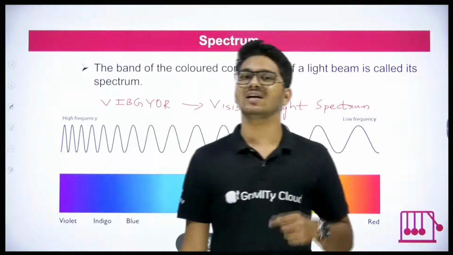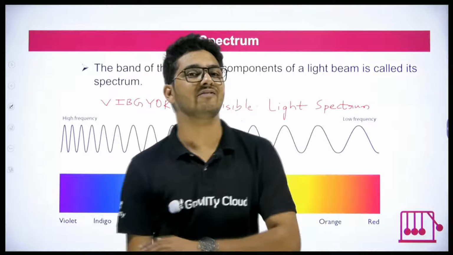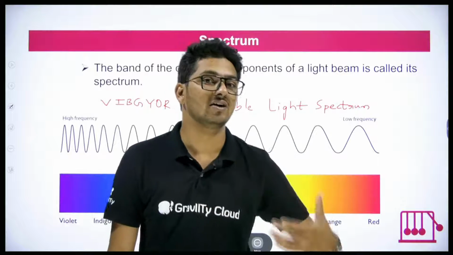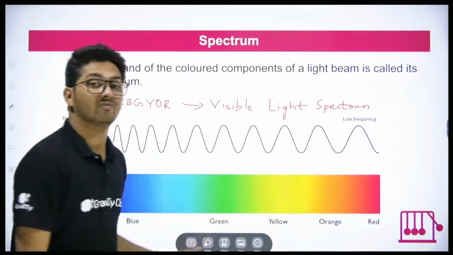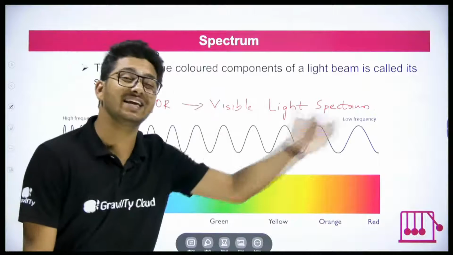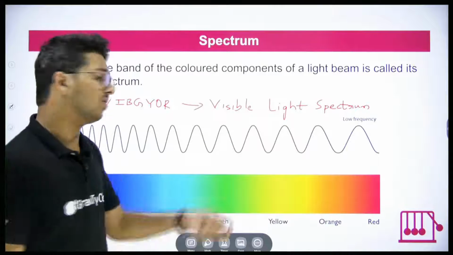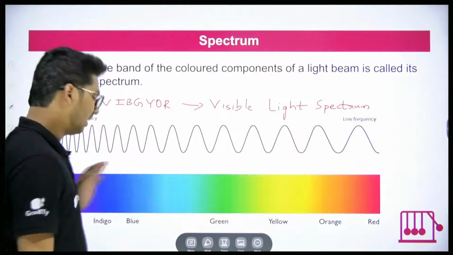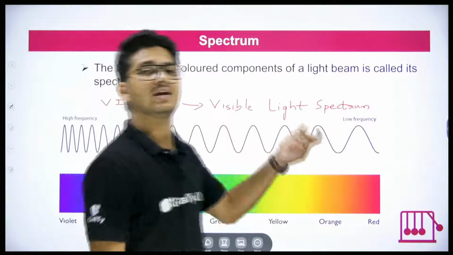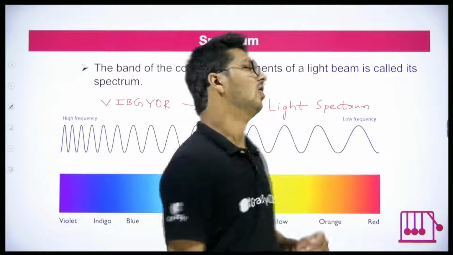As we discussed, light is a wave. Every wave has a wavelength. There are different colors because of different wavelengths. So the wavelengths of light which we can identify, or which help us in seeing objects, are part of what? The visible light spectrum, from violet to red. Complete VIBGYOR is the visible light spectrum. Simple. Good? Okay, good.